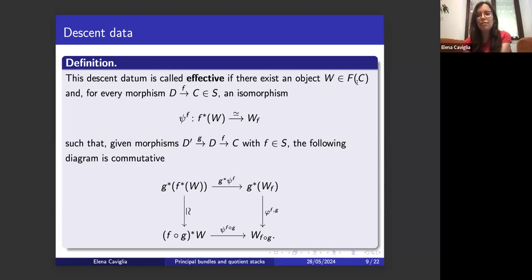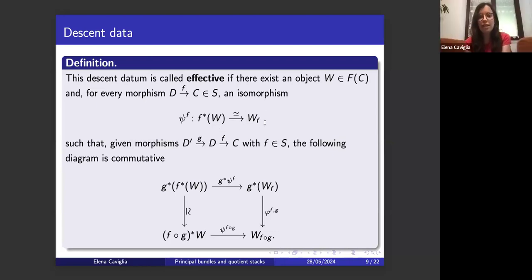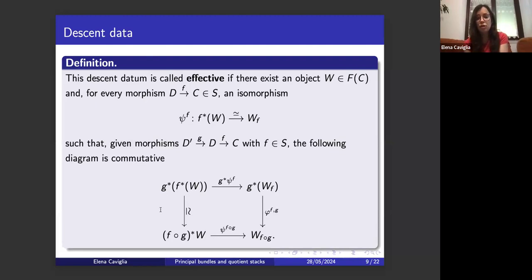So W can be thought of as a global object instead. And the idea is that W allows us to recover all the local objects assigned by the descent datum. So for every morphism f in the sieve, W_f is isomorphic to f star W. And again, we also have a coherence condition satisfied by these isomorphisms with respect to composition. That is not really important.